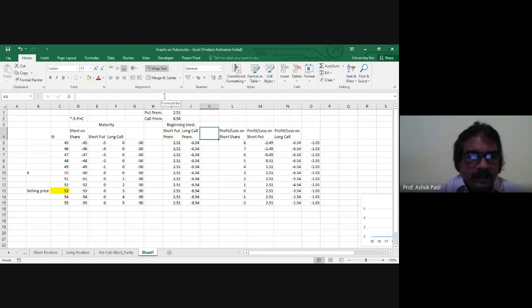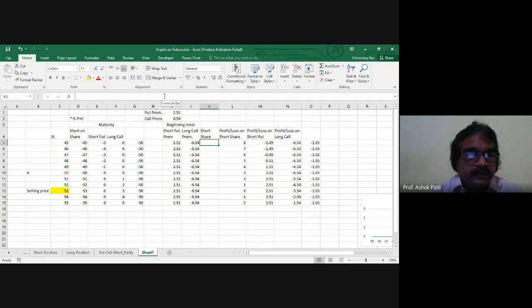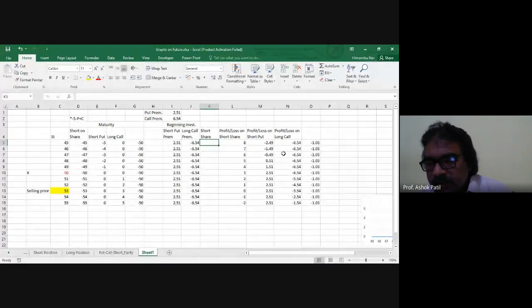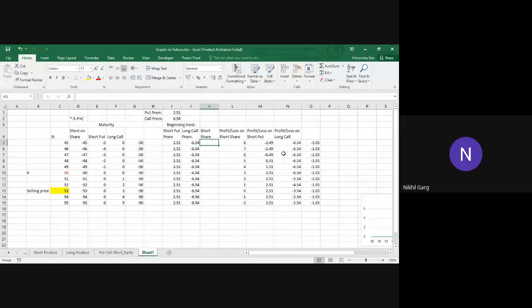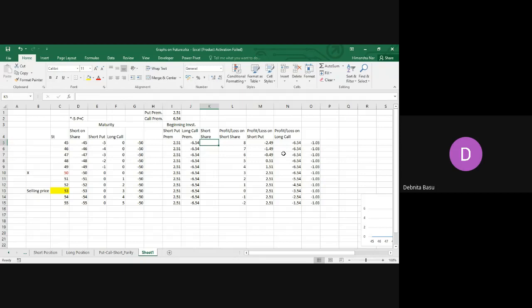So here you have to write short share. How much is the investment in short share? So it is the same as the column D. Now I think this is one more tricky one. Which one should be the short share value? Minus 45, minus 46, minus 47, D column only. See, this is the beginning investment I'm talking about. But then we have to include the short put and minus long.